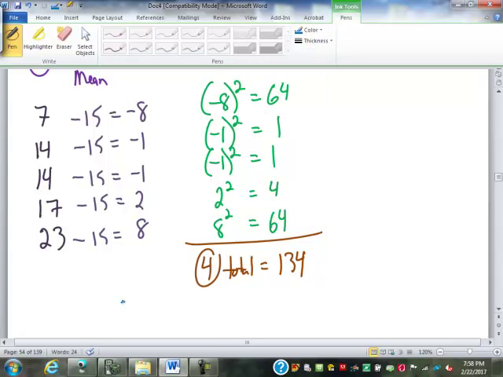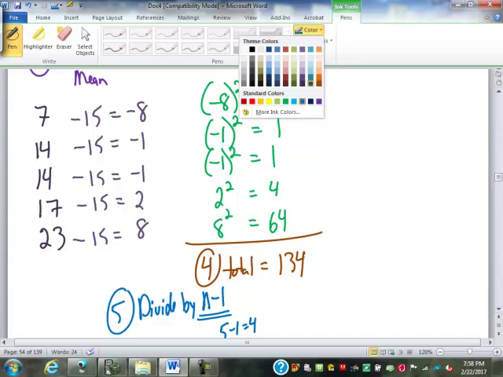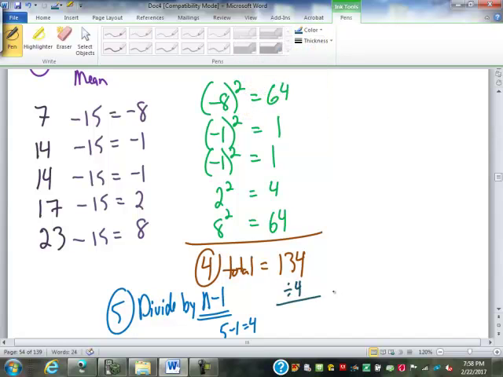Step 5: divide by n minus 1. Always n minus 1 if it's a sample. If it were a population, it would just be n that you would divide by. That's why we said we're assuming it's always a sample. So this is 5 minus 1, which is 4, so we're going to divide by 4. Which gives us 33.5. That'd be the variance.